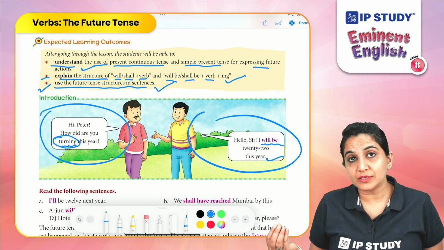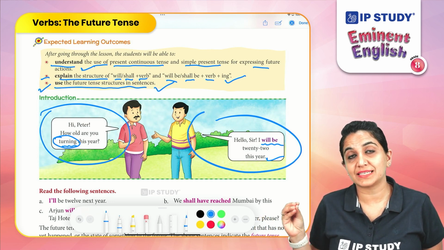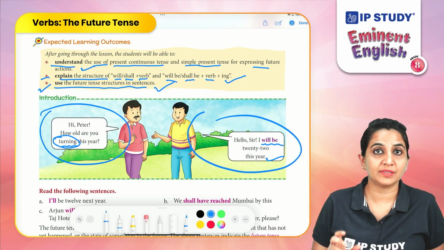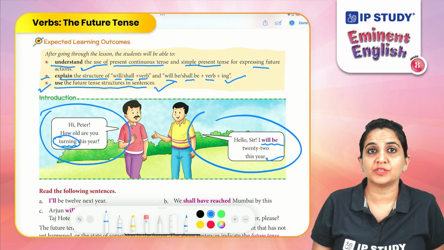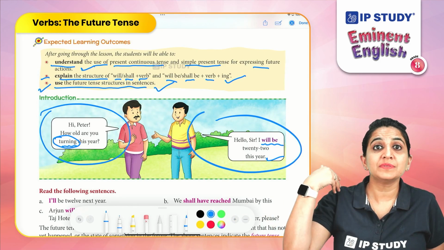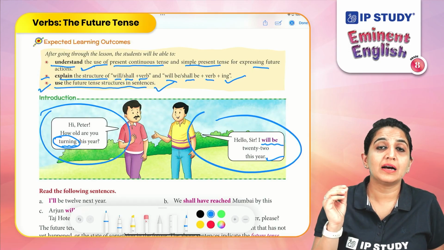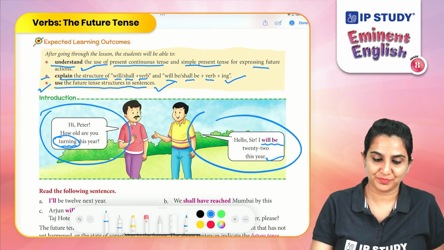With the future continuous tense or future perfect tense, we extensively use will be because this is the age of the person that is going to be this year. So a future tense helps us to describe or express an action which is happening in the future. Sometimes it expresses plans, predictions, or an action which is likely to happen in the future.